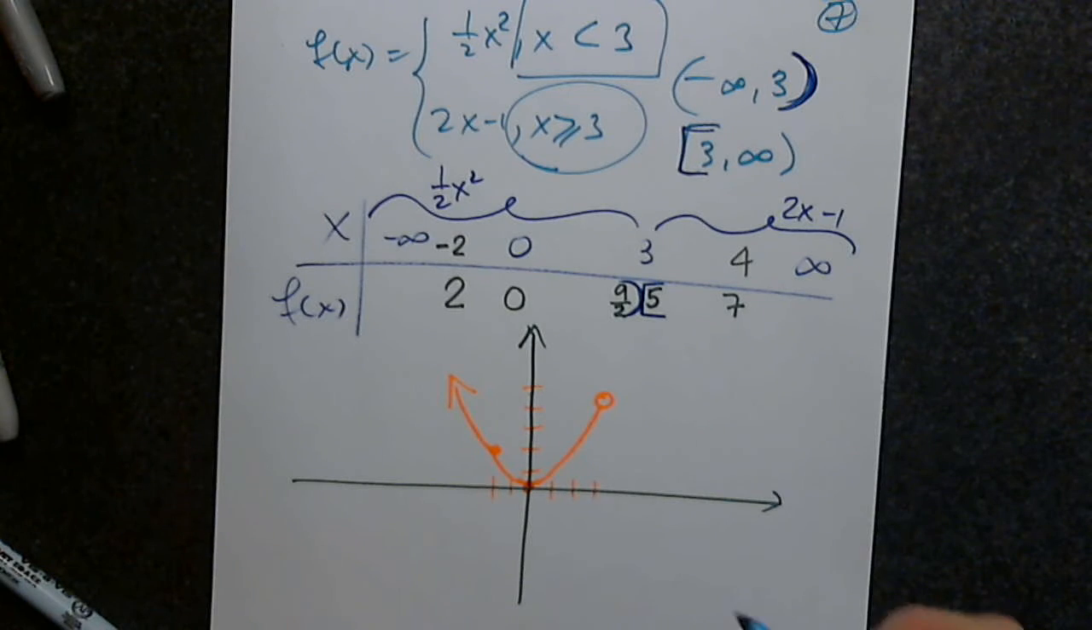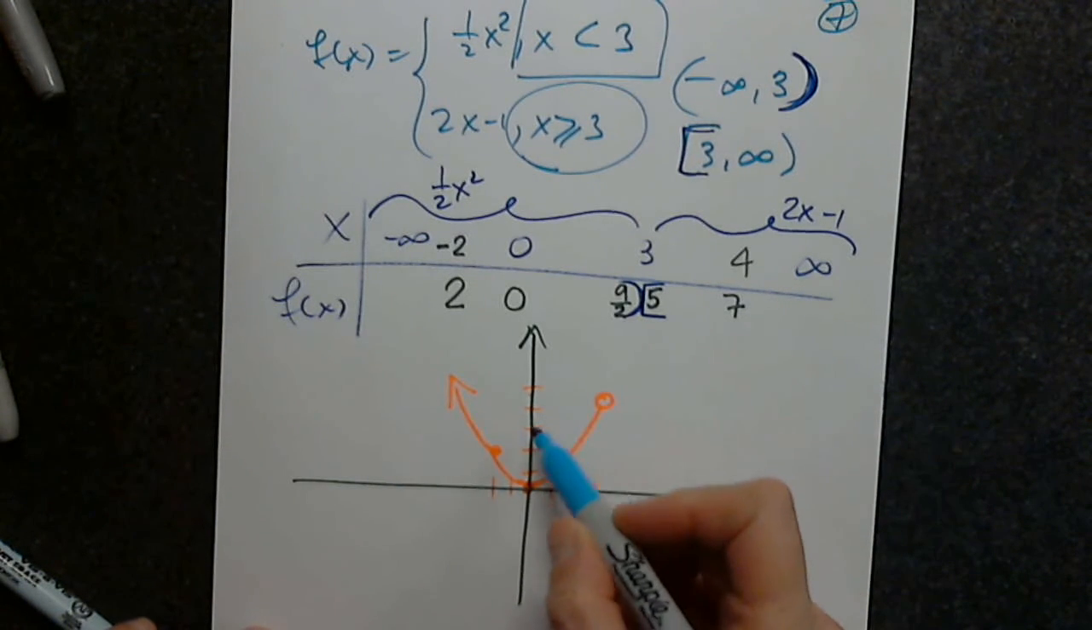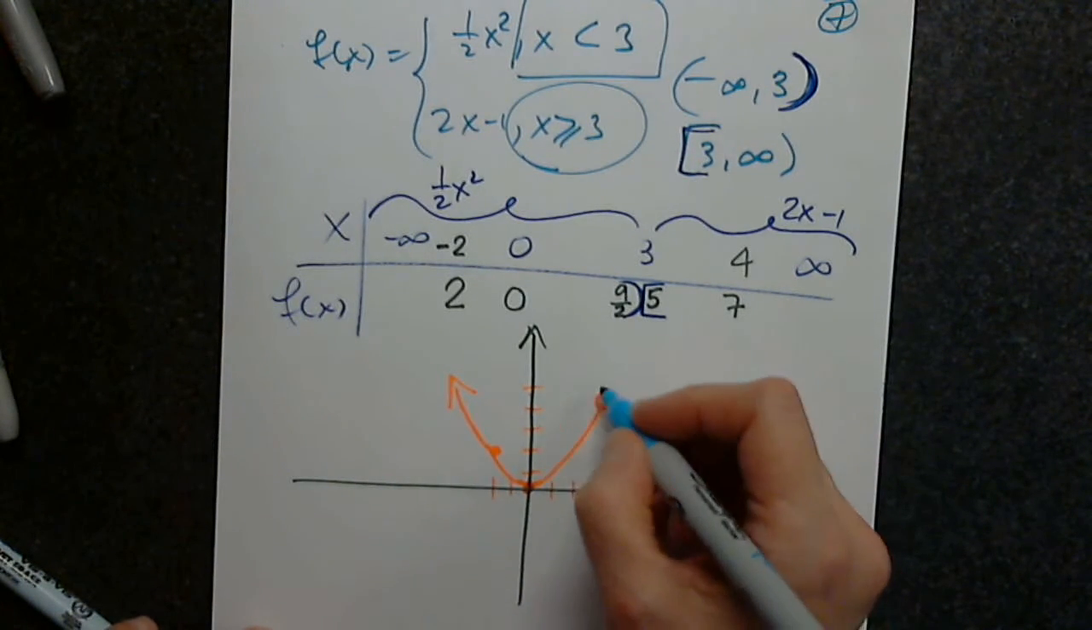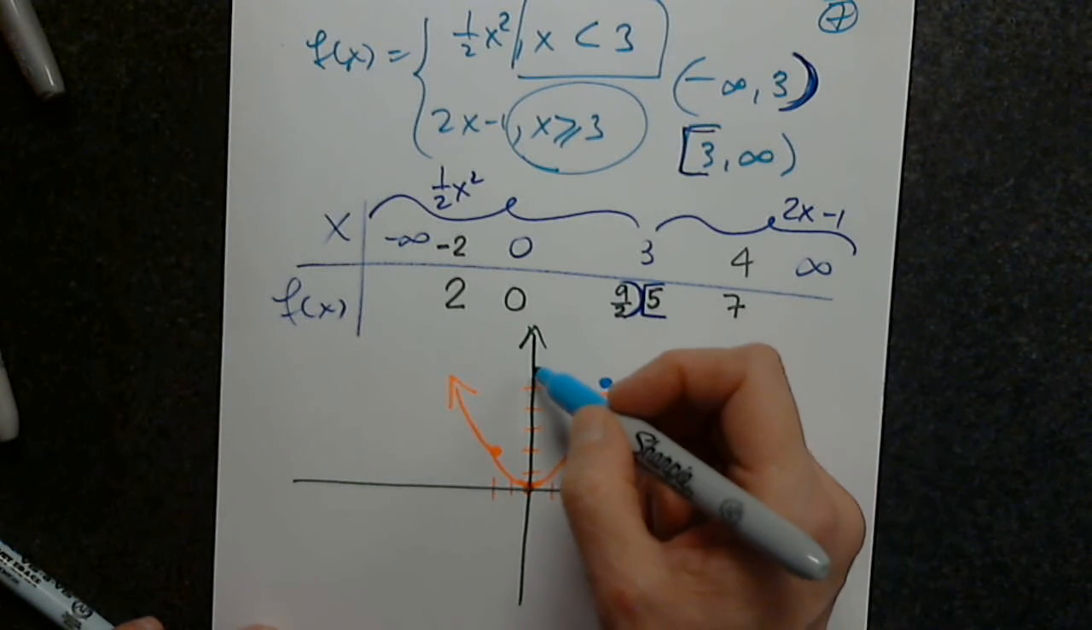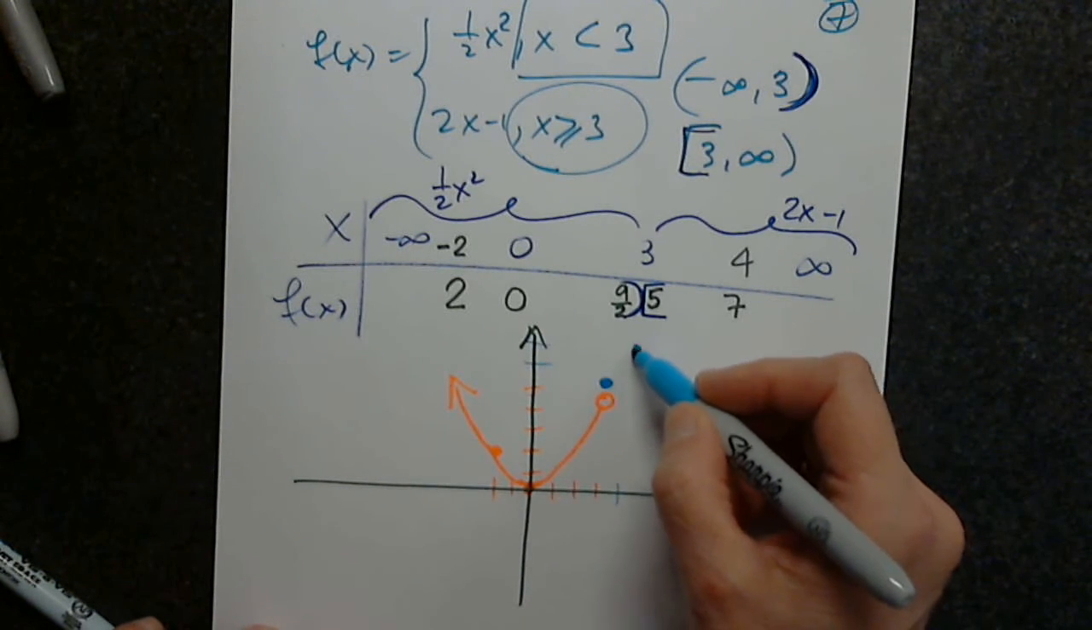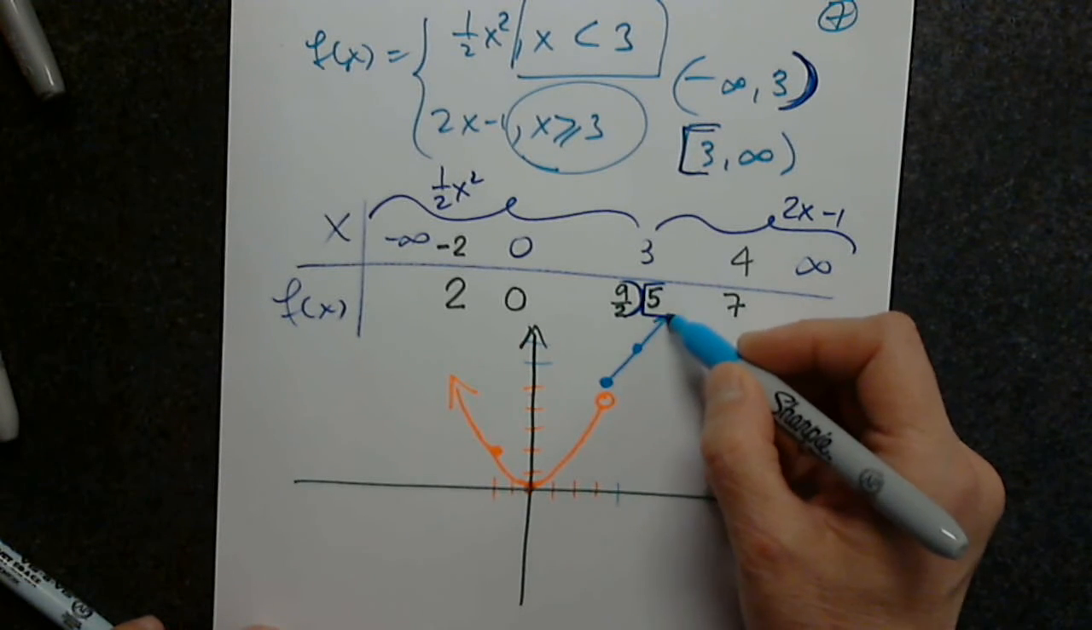Then I continue with 3 comma 5. So if this is 4.5, 3 comma 5 is right here. They're not touching. There is a gap of 0.5 between them. And then at 4, this was 5, 6, 7 is this. And this is the graph.